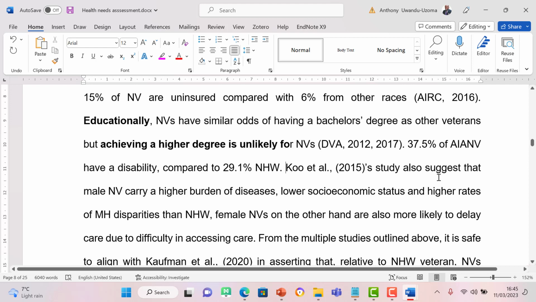Now, Ku et al. also suggests that the males, so gender, are you seeing? Males have higher burden of diseases and lower socioeconomic status and higher rate of what? Mental health. Are you seeing? Mental health is not coming.